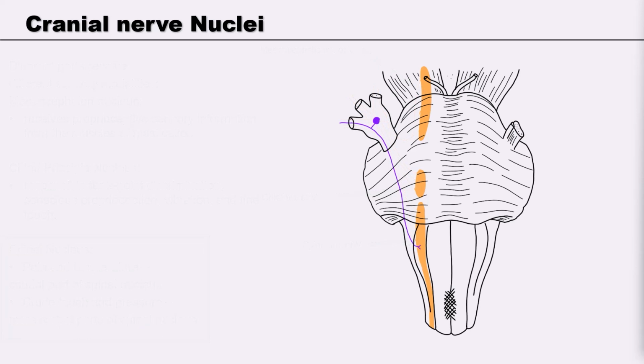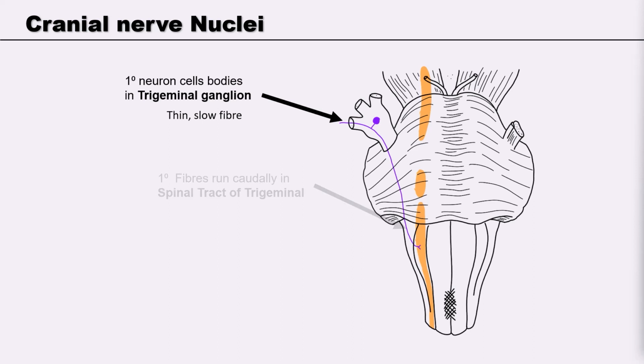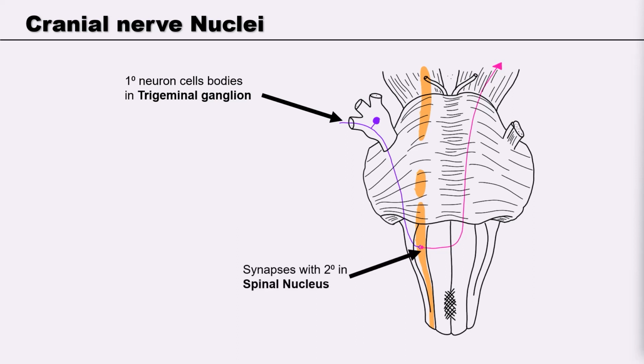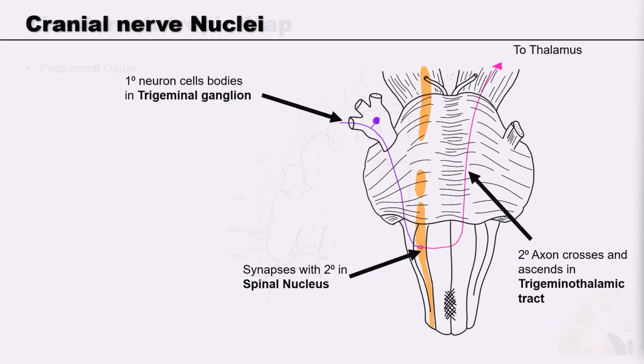The first order neuron enters the trigeminal ganglion. In this case, this is from the mandibular branch, but it could be from any of the other 3 branches. The axons then run caudally in the spinal tract of the trigeminal. They then synapse with the second order neuron within the spinal nucleus of the trigeminal nerve. These axons then ascend and cross over at the midline into the trigeminothalamic tract and travel towards the thalamus.